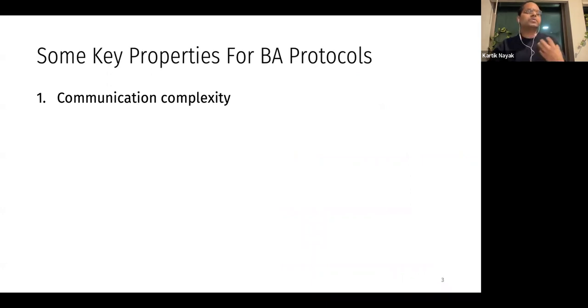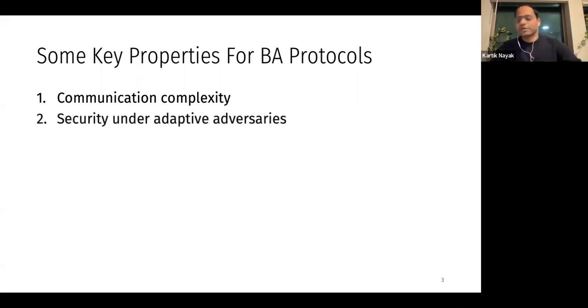Moreover, the parties who speak typically hold some position of power. So if an adaptive adversary can corrupt some of these parties, then potentially they can hurt the agreement, validity, or termination properties of the overall protocol. So what you would want in such protocols is security under adaptive adversaries.